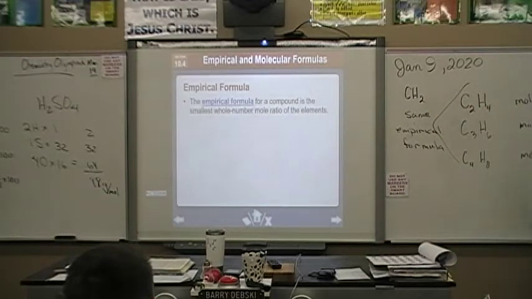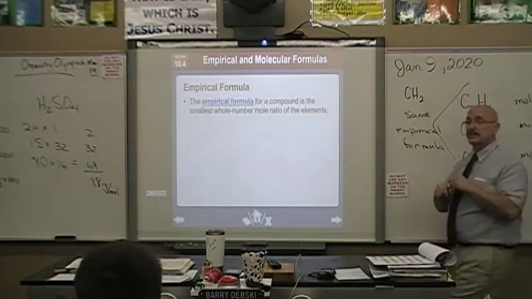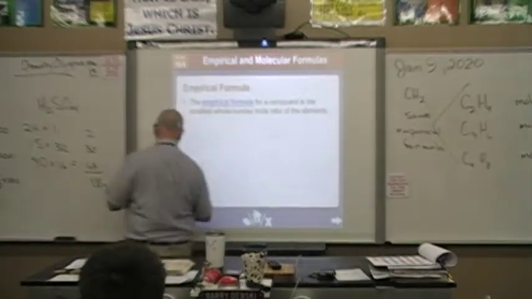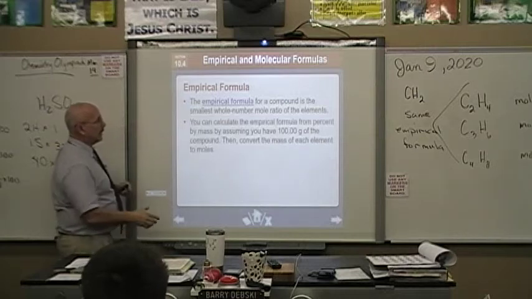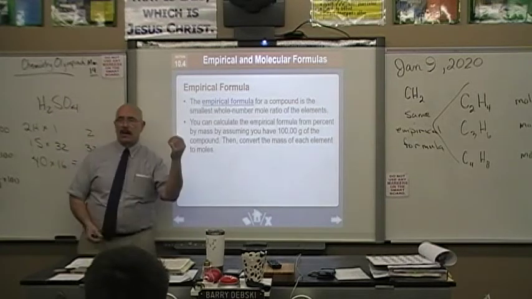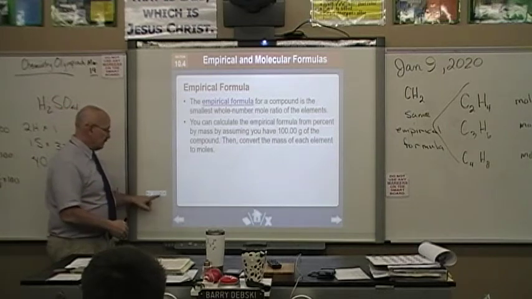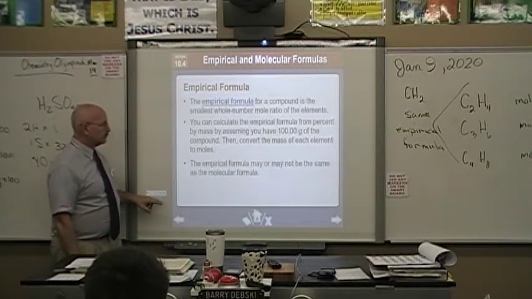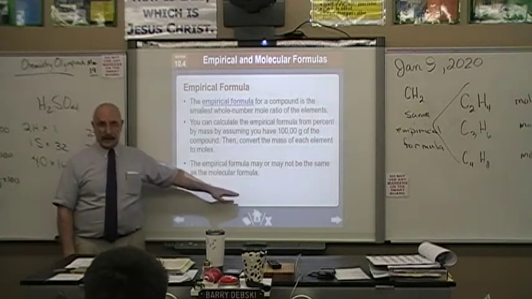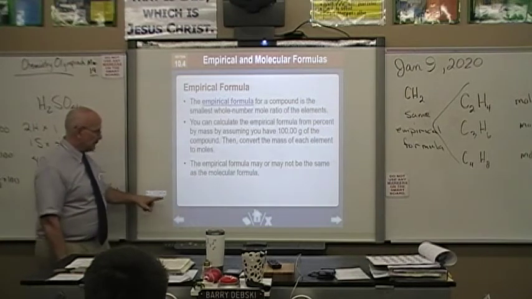However, the molecular formula for each of these is different. And you're going to need to know those two words once we start using these problems as well. So the empirical formula is the smallest whole number ratio. That's the first thing we're going to learn how to calculate. And then we're going to work backwards and figure out the molecular formula. Okay?